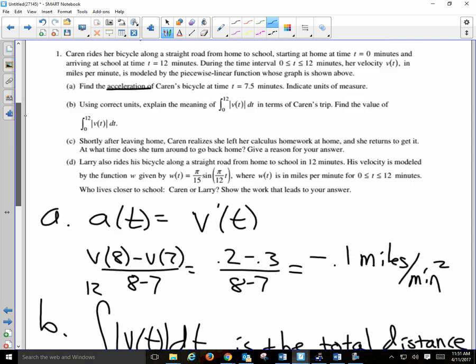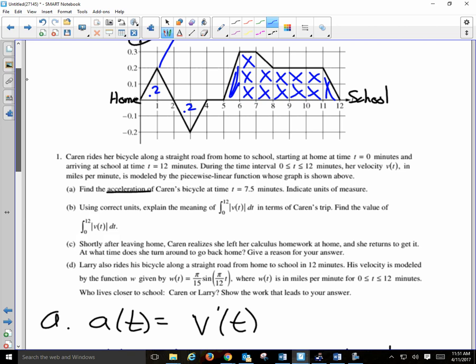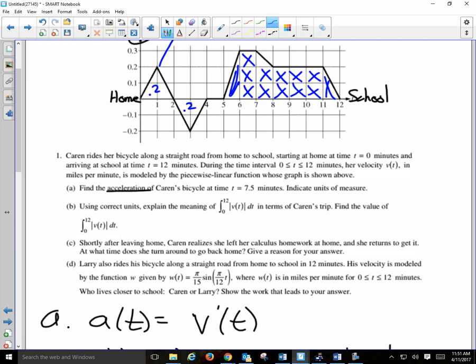C, one of my favorite parts of this AP stuff. Shortly after leaving home, Karen realized that she left her calculus homework at home. Oh no. That's when you use your oops. All right, so let's figure this out here. At what time does she turn around and go home? She goes home at time 2. Why? Velocity changes from positive to negative.